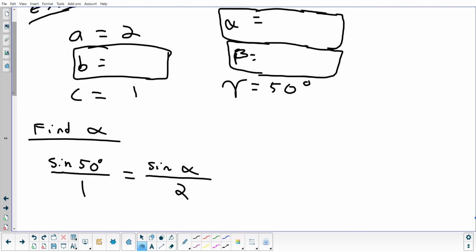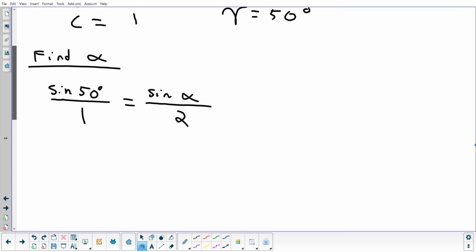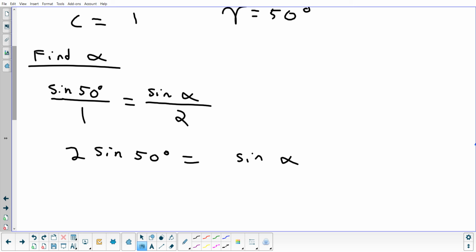Okay, now what would I do first there? Multiply by 2. Yeah, you don't even have to really cross multiply because this is just a 1. All you have to do is multiply each side by 2, then you're going to have 2 sine 50. Don't worry about what that is, just leave it. And 2 sine 50 is equal to the sine of alpha. So Abigail, how would I get rid of the sine? Inverse sine. Good. Both sides. Take the inverse sine on both sides.